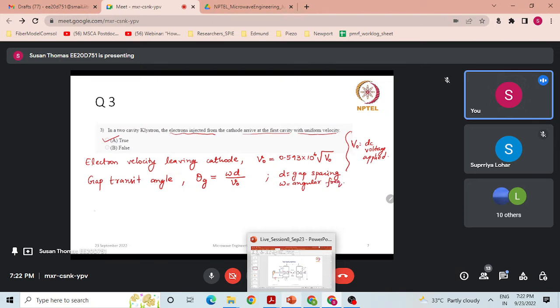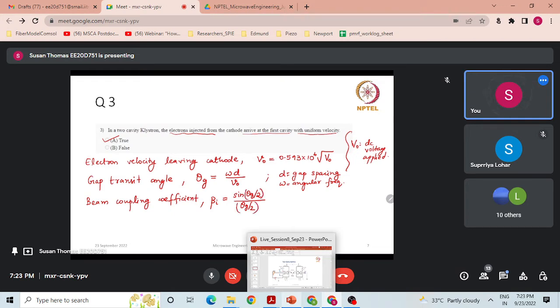Next is the beam coupling coefficient, beta i, or beta 1 as some textbooks give it. Write it as sine of theta g by 2 divided by theta g by 2.